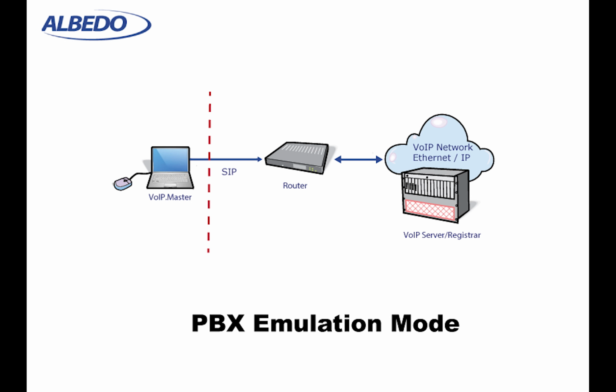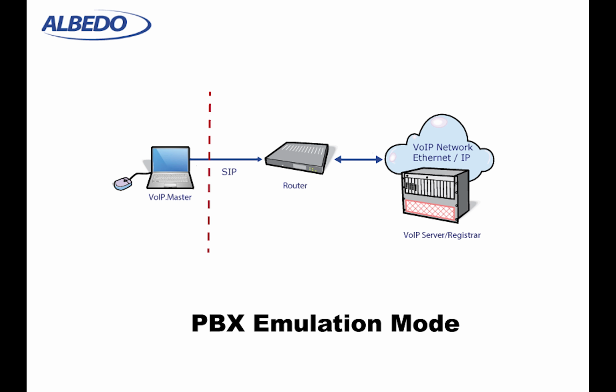As per the standard mode, in Mass Call Mode we can emulate the user's equipment, PBX emulation mode, or we can emulate the network, ITSP emulation mode. In this video we're going to concentrate on the PBX emulation mode. In this mode we can look like a PBX or VoIP equipment on the user's site, and we can make up to 200 simultaneous outgoing calls, or we can support 200 simultaneous incoming calls, or any combination of the two.